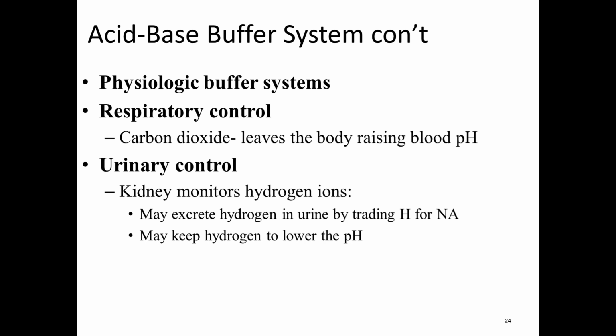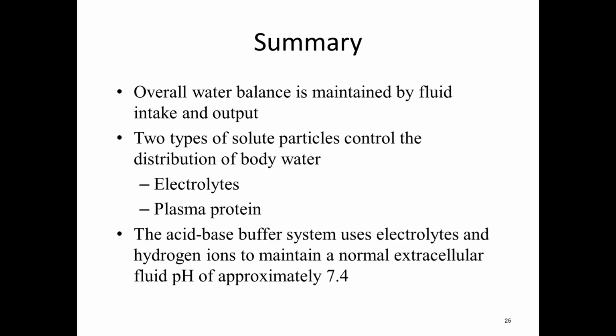Respiratory control means carbon dioxide leaves the body, raising blood pH. Urinary control means the kidney monitors hydrogen ion, and may excrete hydrogen in urine by trading hydrogen for Na, or may keep hydrogen to lower the pH.